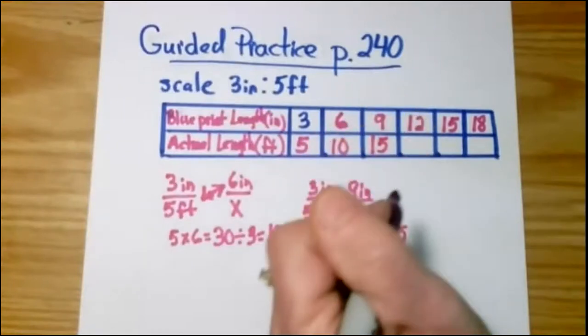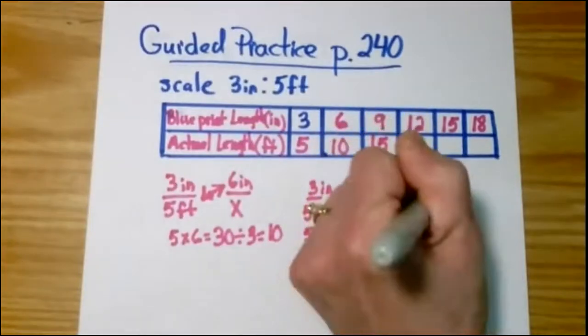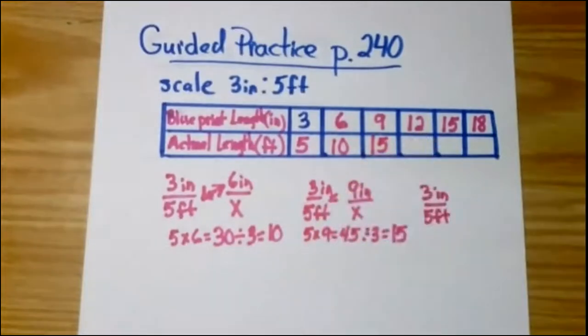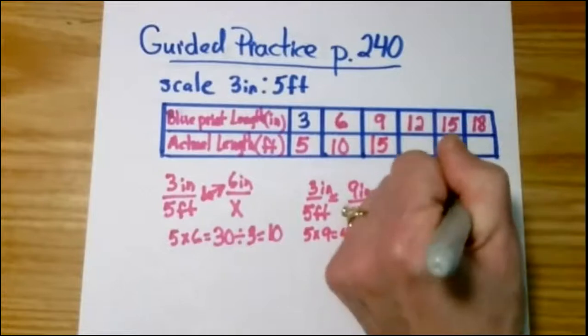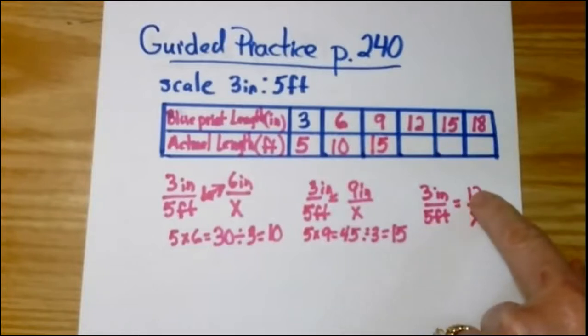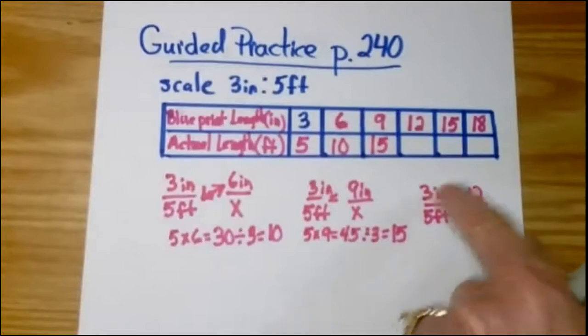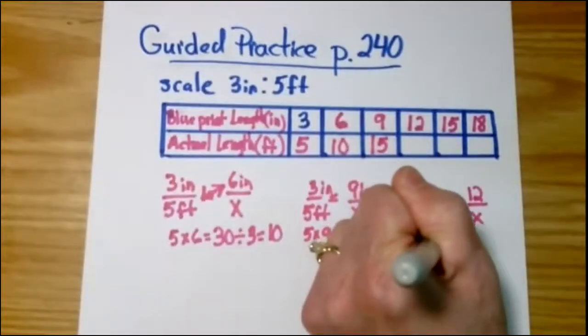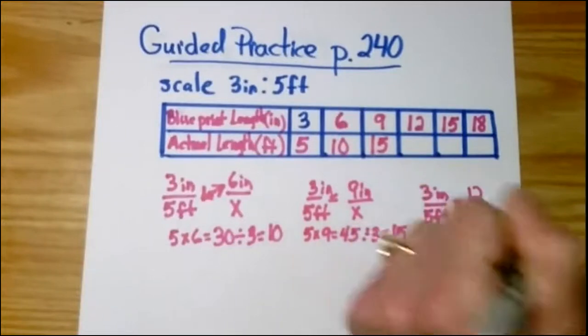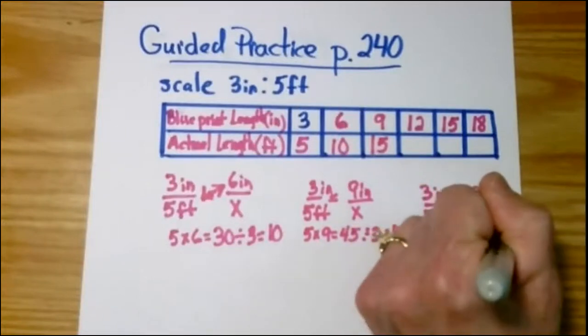Then we do it again for the 12. 3 inches to 5 feet. Always start with your ratio, your scale, right? Now we have 12 inches. We don't know how many feet. That's what we're trying to find. A lot of you can probably do this in your head. 5 times 12, right, that's 60 divided by 3. So 5 times 12 equals 60 divided by 3 equals, you got it, 20 feet.